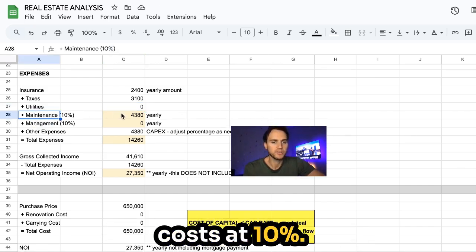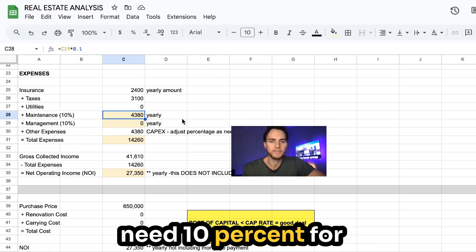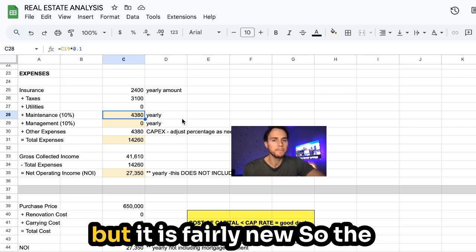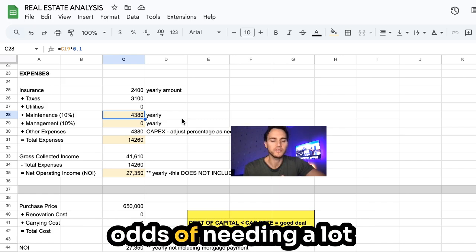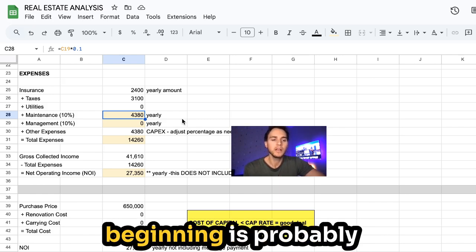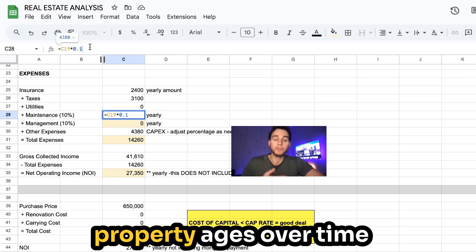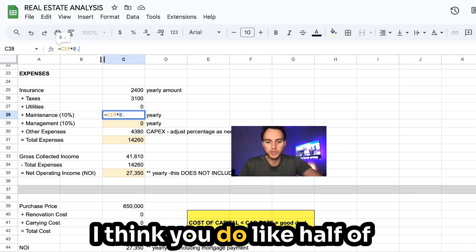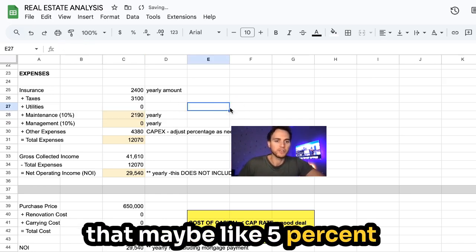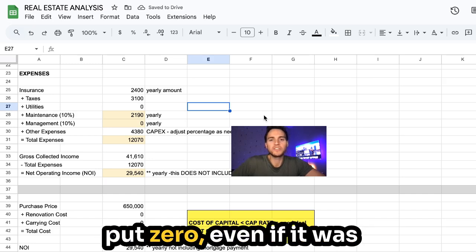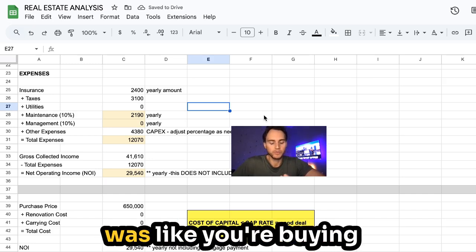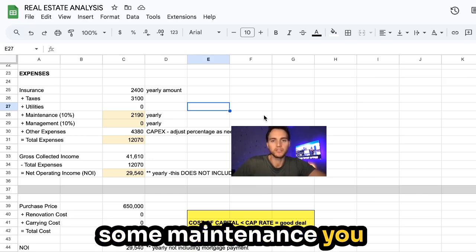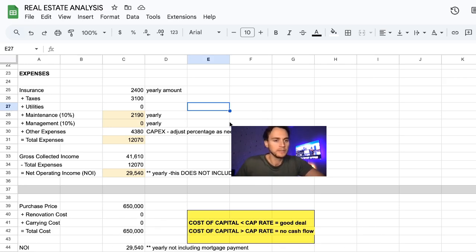Maintenance costs at 10%. I don't think you would need 10% for this. It's built in 2014, so it's not a brand new property, but it is fairly new. So the odds of needing a lot of maintenance in the beginning is probably pretty slim. Now, as the property ages over time, this number would need to change, but I think you could do like half of that, maybe like 5% for maintenance. You wouldn't put zero, even if it was brand new, even if you're buying it just after it got built, it's not going to be zero. You're going to have some maintenance you want to calculate for.